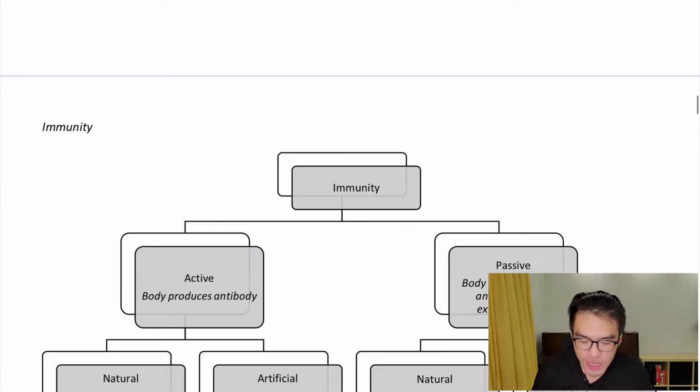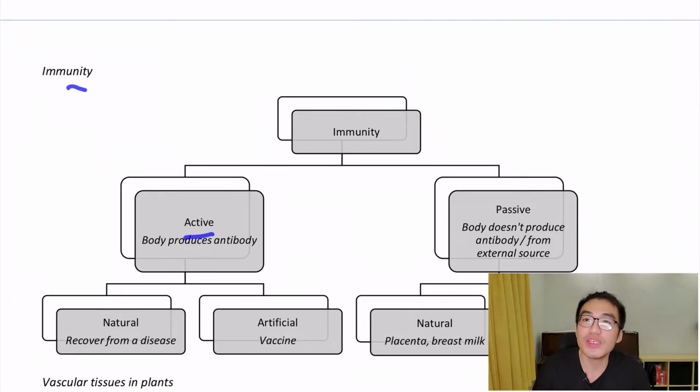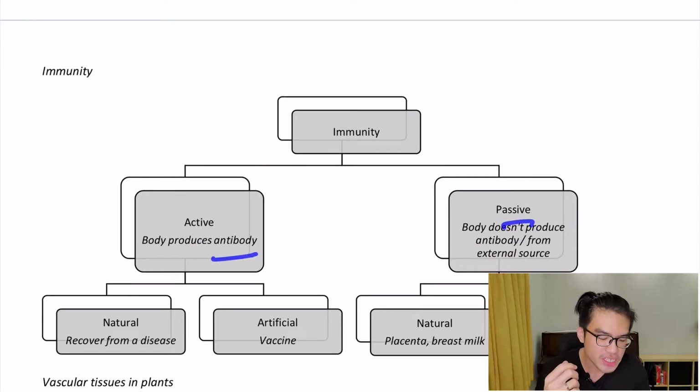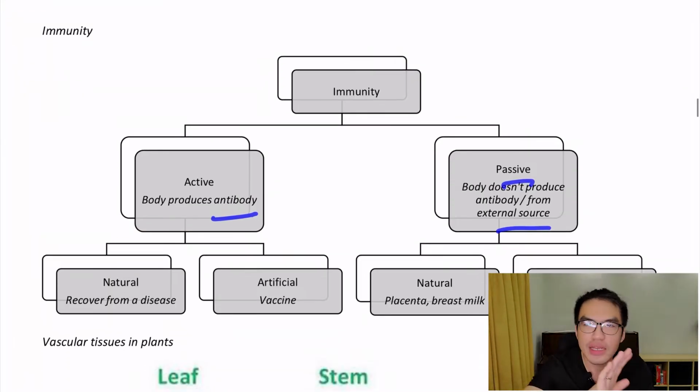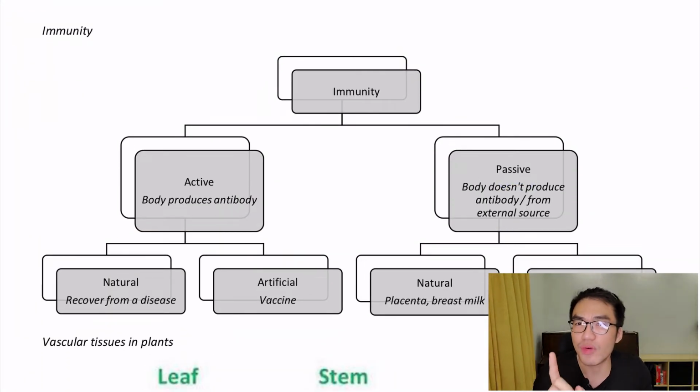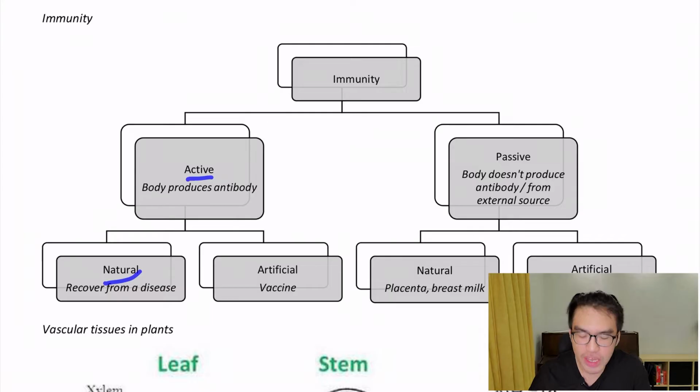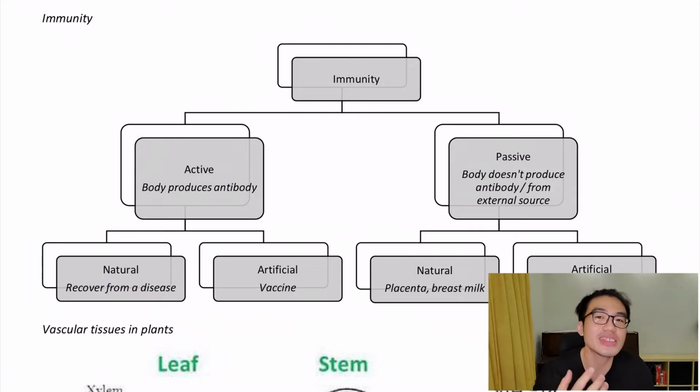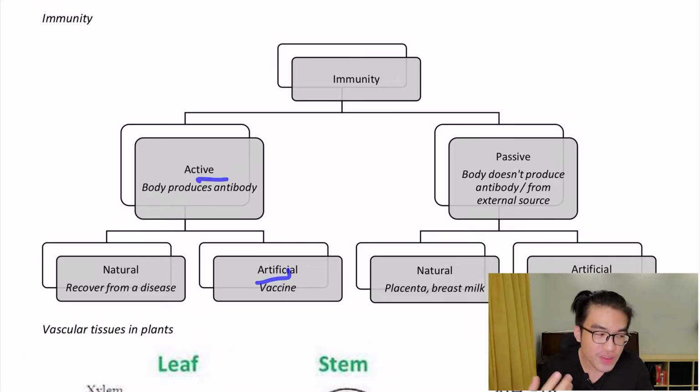Next, you have your immunity. You have your active immunity, which means you produce your own antibodies. Passive means you get it from an external source. The quickest way to memorize this is to memorize examples. Natural active means you recover from a disease. Let's say you get COVID-19 today, you recover. This is how you get COVID-19 immunity. Artificial active is when you go and get a vaccine. This is what we are trying to do now.